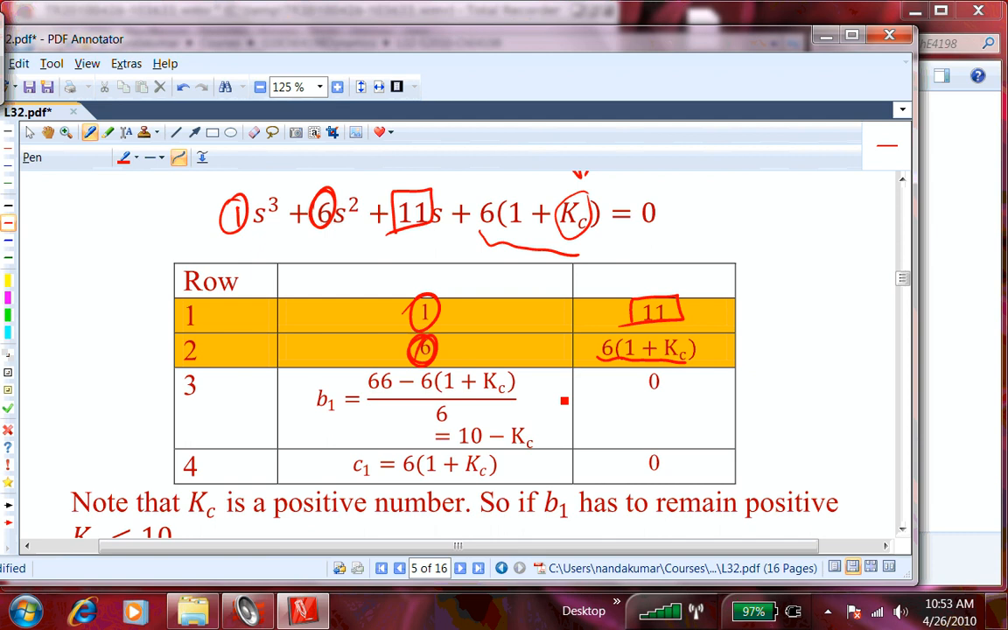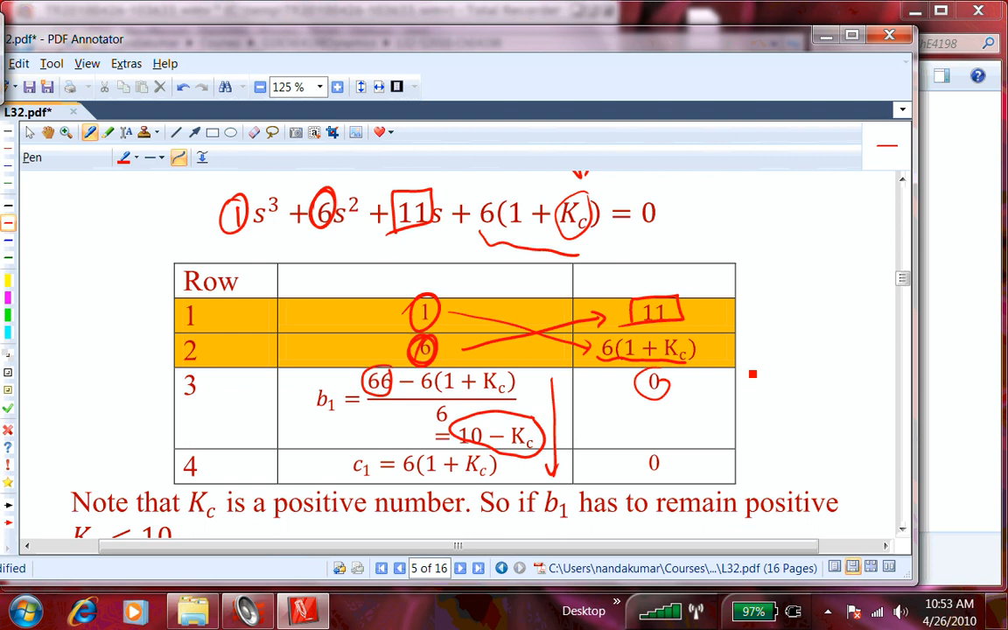Okay? So in calculating B1, I'm going to take 6 times 11, which is 66, minus 1 times 6 times 1 plus kc, divided by 6. I'm applying the same rule, but treating it in terms of symbol. And then I simplify it. When I simplify it, I get 10 minus kc. You apply the same rule to the next one, because there are zeros there, it will be zero. And do it for C1.